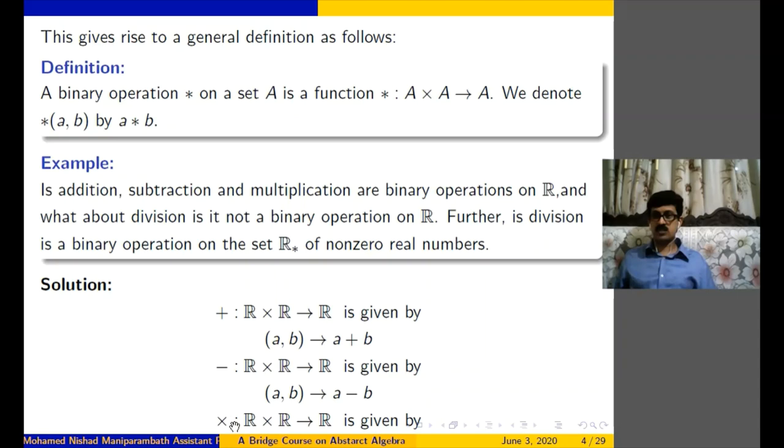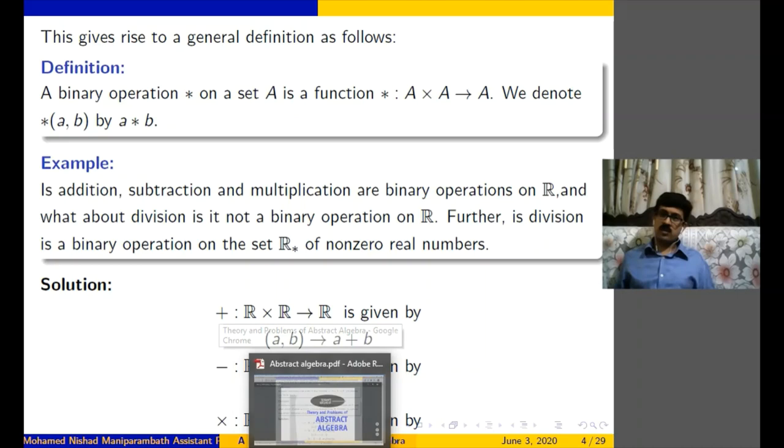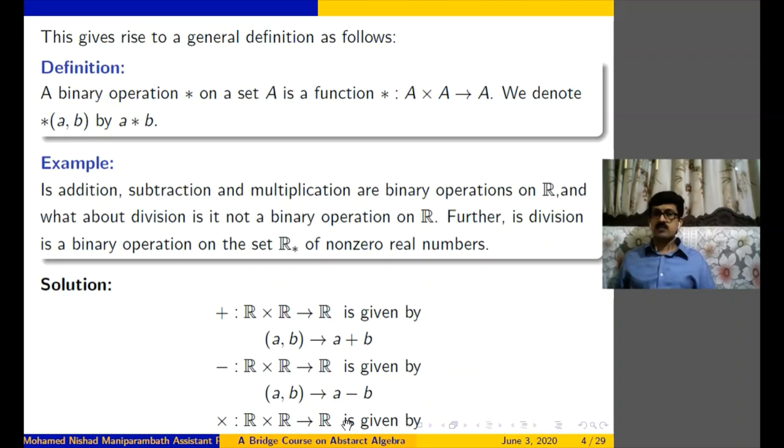Similarly, multiplication from R cross R to R is given by multiplication of (a, b). That means multiplication of two real numbers. Simply, we can say that it is also a real number. That is why it is very clear that multiplication is also a binary operation on the set R.